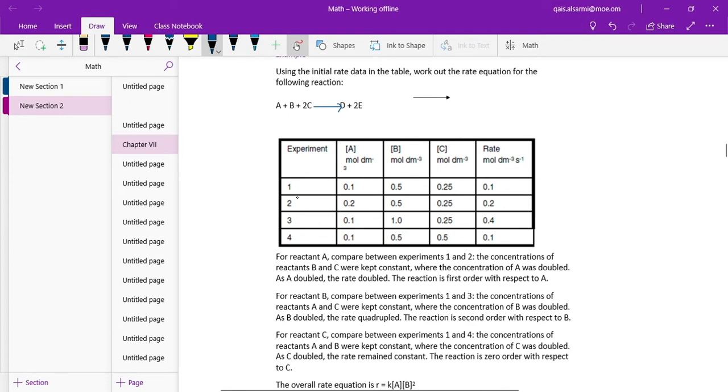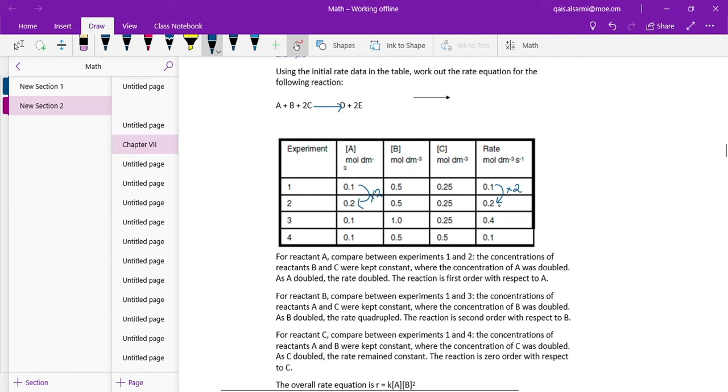As you can see, if you consider experiments 1 and 2, A is basically doubling, times 2. This is constant, this is constant. What's happening to the rate? As you can see, the rate is also multiplied by 2. Now if you're not good in math and you can't figure it out very quickly, just divide the big value by the small value on the calculator, and you'll get the value.